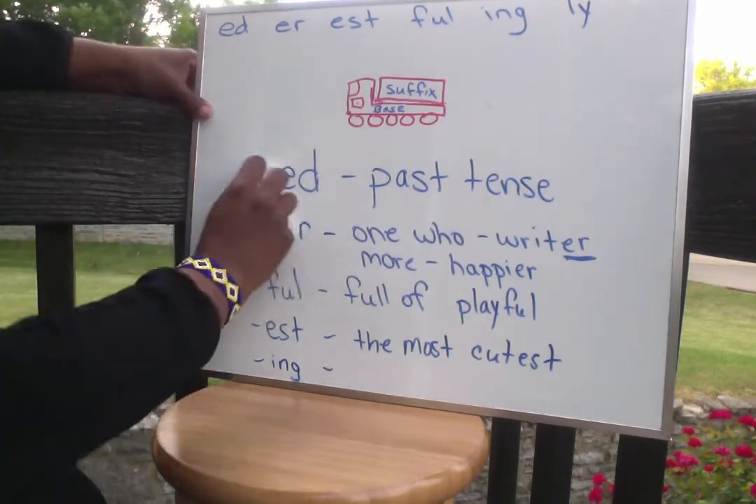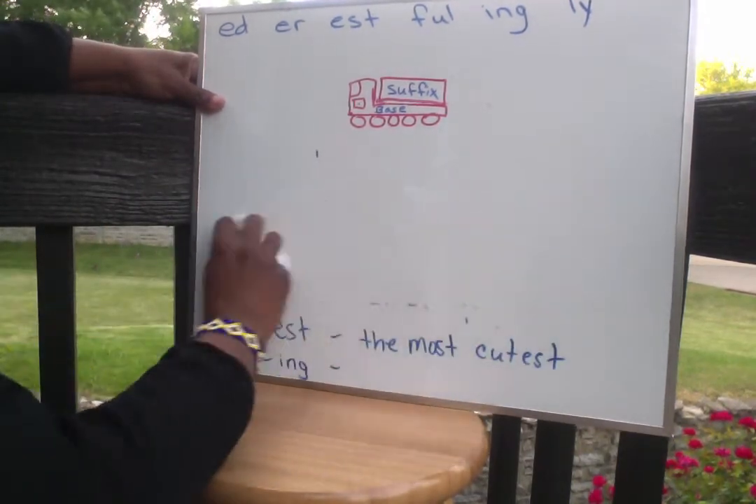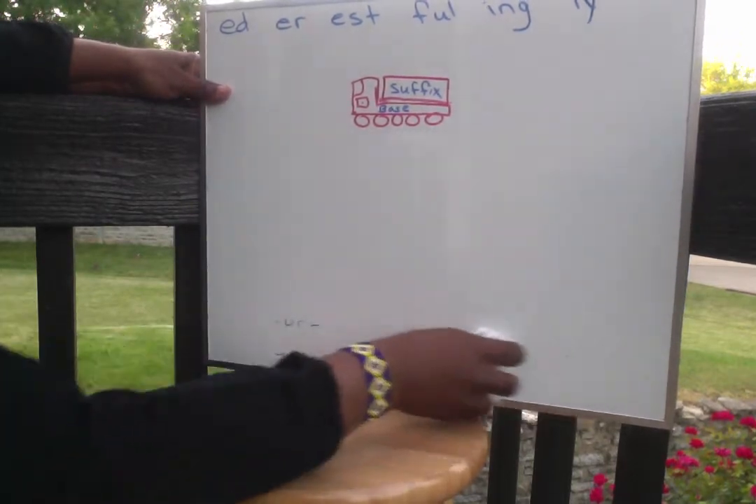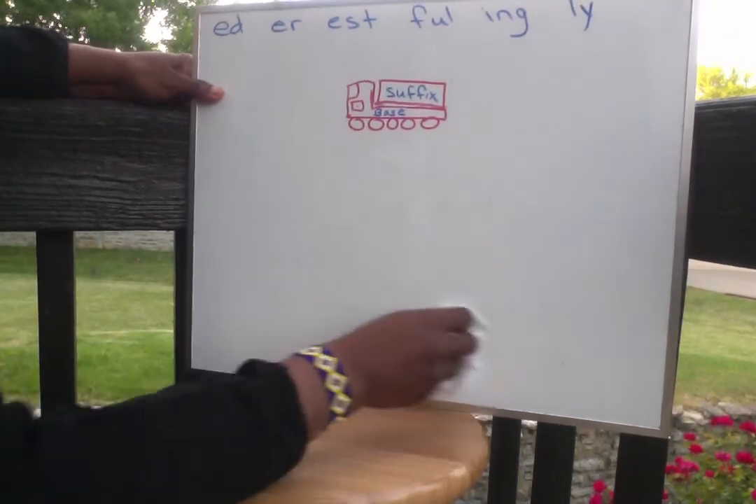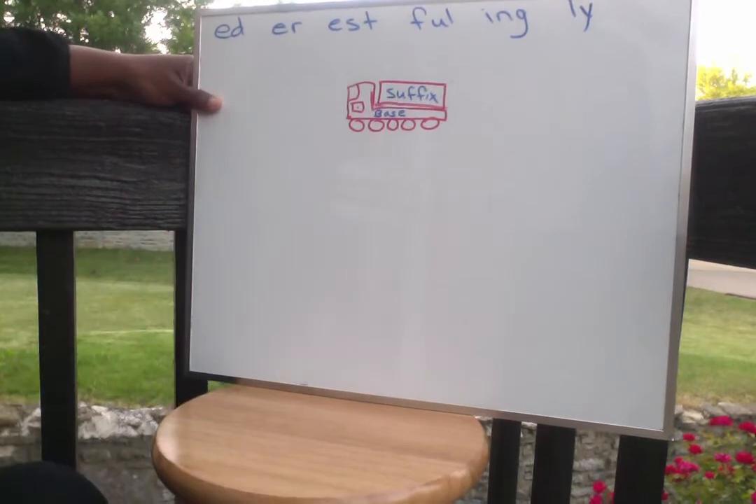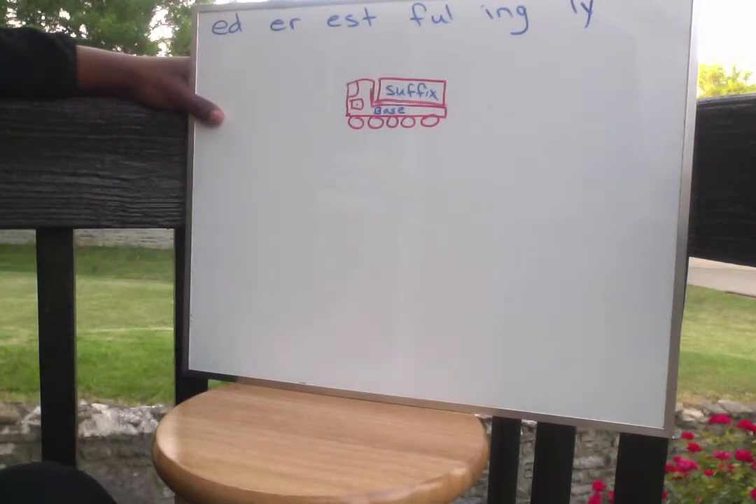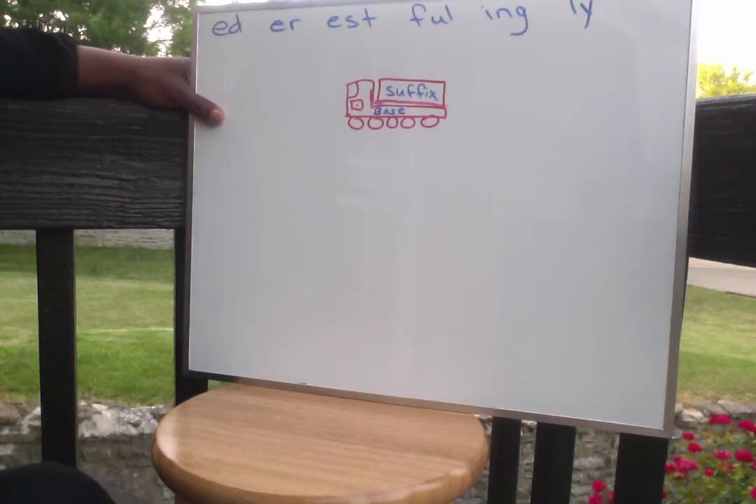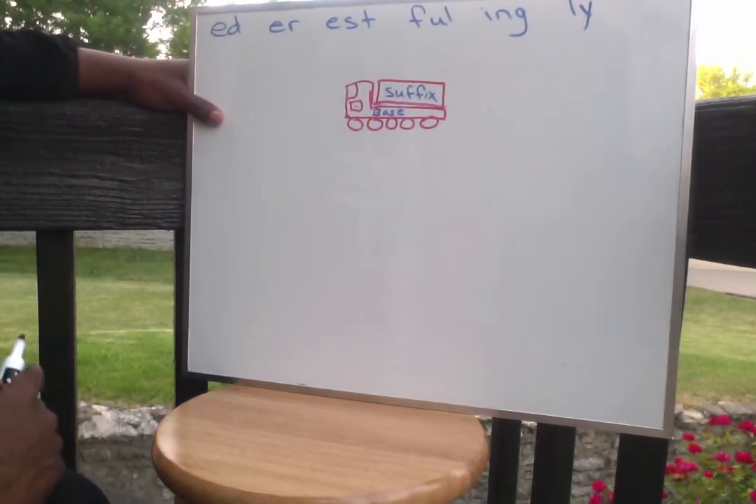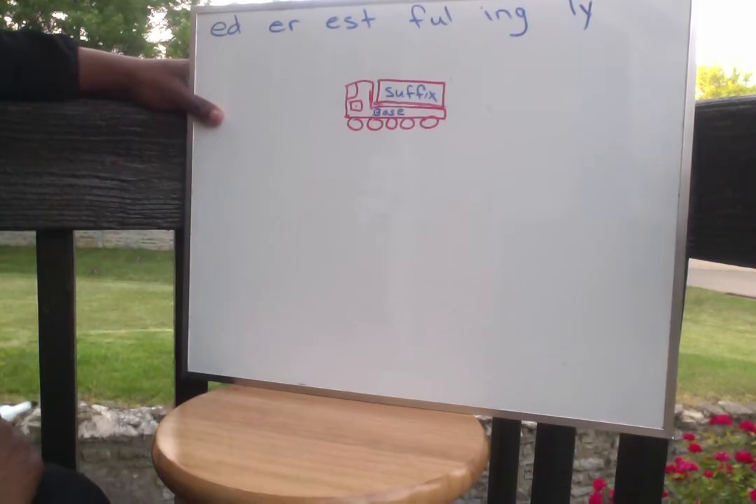All right? So a suffix is a syllable that is attached to a base word that adds to or changes the meaning of the word. Suffix has no power on its own. So if you have a word that is a vowel consonant E word and you want to add a suffix to it, there's a rule.